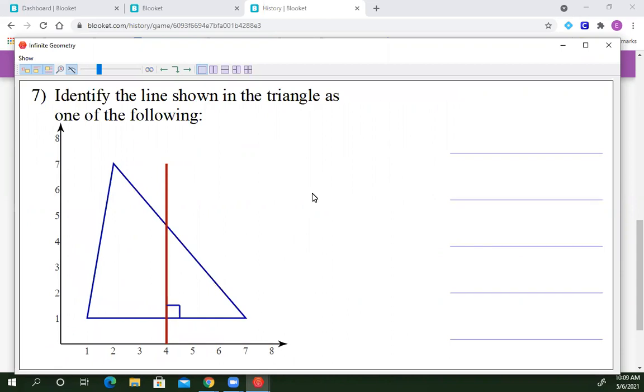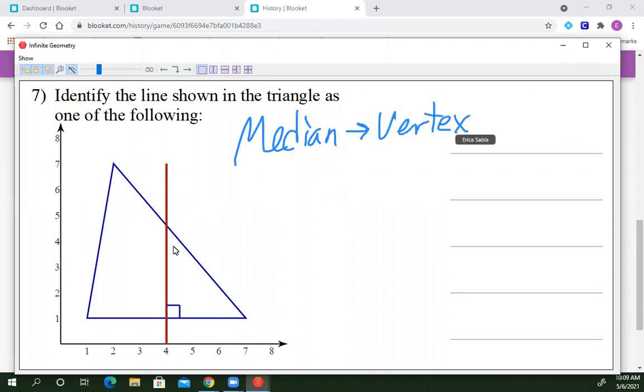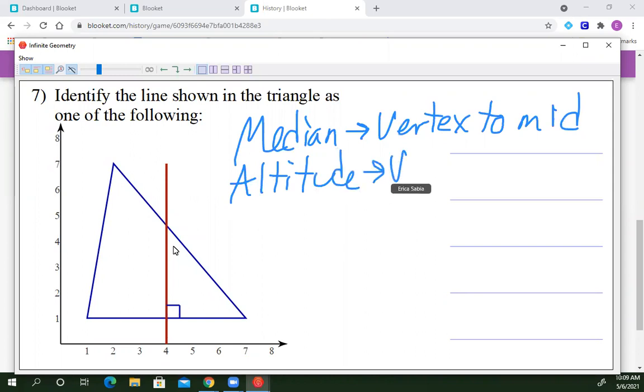All right, now these are just identifying the line that we have. So I'm really, really hopeful that everybody knows how to do this. So let me just recap. Median has to go vertex to midpoint. This doesn't do that, so that's out. The next one we learned was altitude. Altitude has to go from vertex perpendicular, right? That's the one that drops perpendicular. You have to have that 90-degree angle mark. I have a 90-degree angle mark, but it didn't start at a vertex, did it? No, so altitude is out.